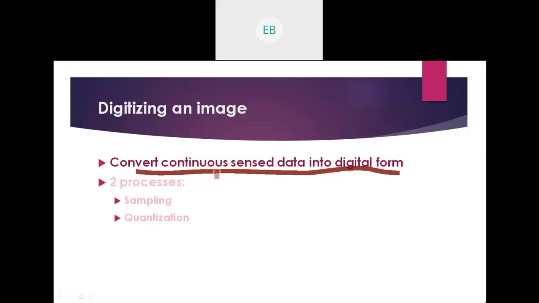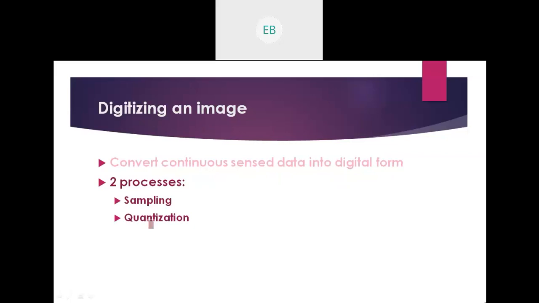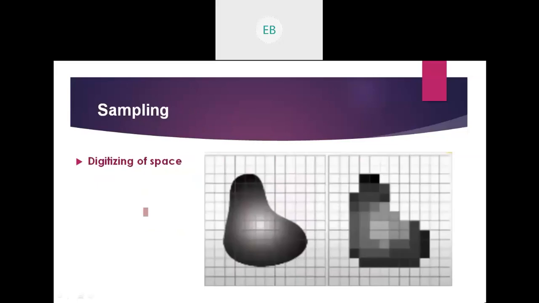That is, digitizing an image means converting the analog signal to digital form. This will involve two processes: first sampling, and the other quantization. We'll go through sampling today. Sampling basically means digitizing of space.